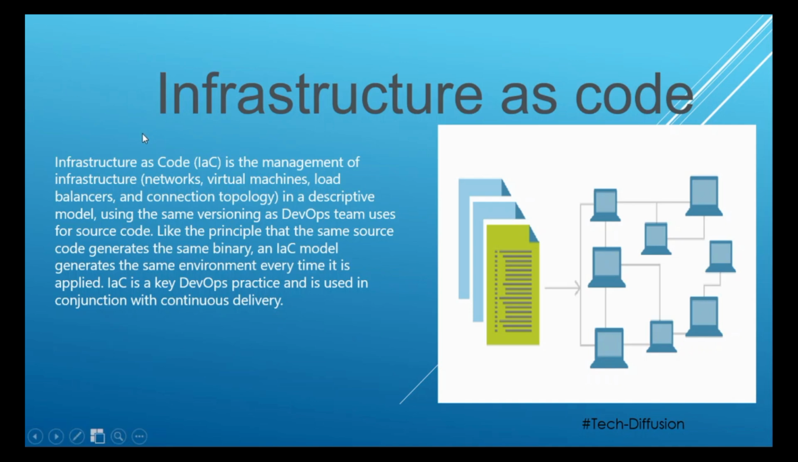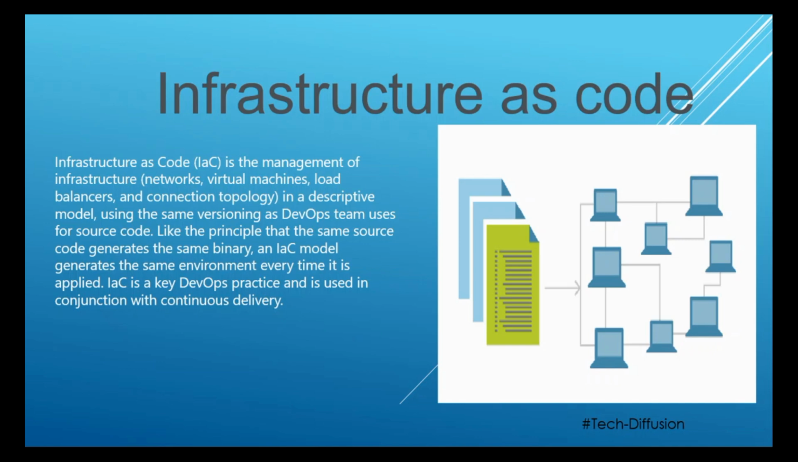So infrastructure as code is the management of infrastructure, which is network, virtual machines, load balancing, and connection topology, in a descriptive model, using the same versioning that a DevOps team uses for source code. Similar to how we are managing our code. Okay, it is a similar kind of technology, but that is related to code, and this is related to all your infrastructure like virtual machines, network, and all your load balancing technology and topology.